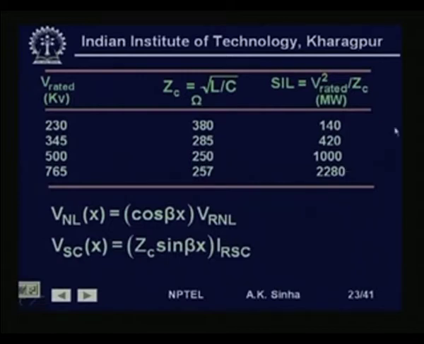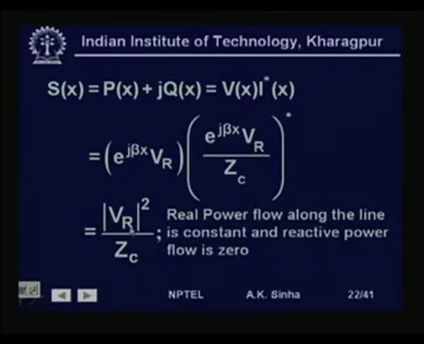What we see from here is, if we go for higher and higher voltages, our surge impedance loading keeps on increasing, and that is why when we need to transmit more and more power, we go for higher and higher voltages, because if you see this relationship, the power flowing is proportional to the square of the voltage. So, if you are doubling the voltage, you are able to transmit 4 times the power, and so on.